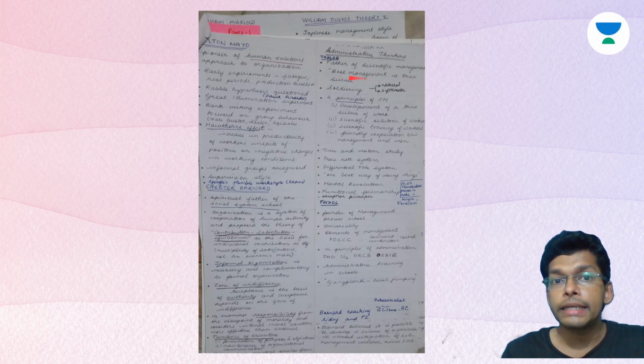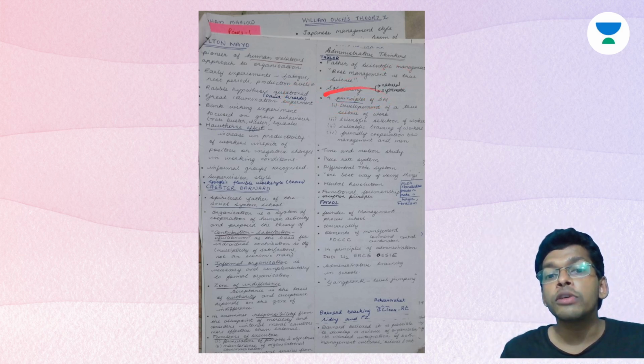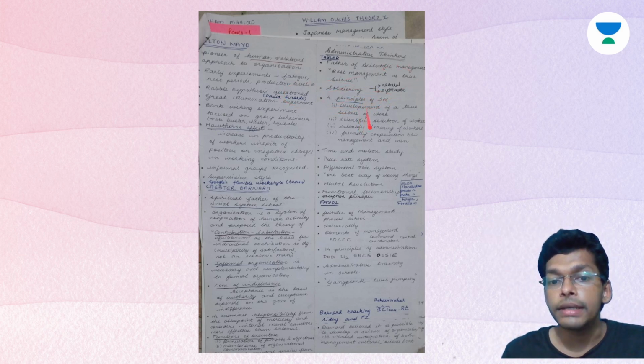Also, this is a quote which Taylor said, that is, best management is true science. He also told about soldiering. If you're a public administration student, you will definitely know about soldiering. It can be natural, and it can be systematic also. Also, there are four principles of scientific management which I have listed here. Then he has told about time and motion study, the piece rate system, and the differential rate system.